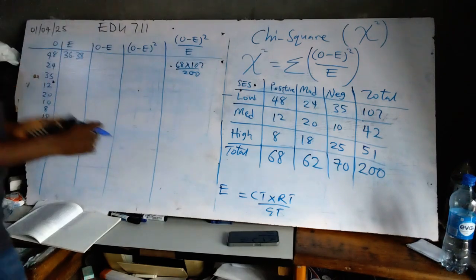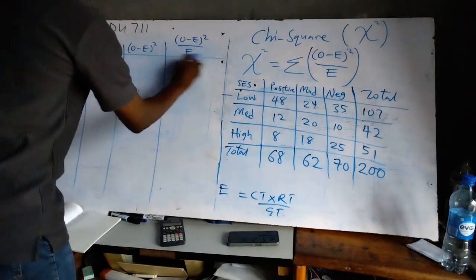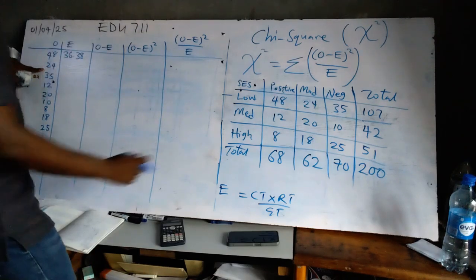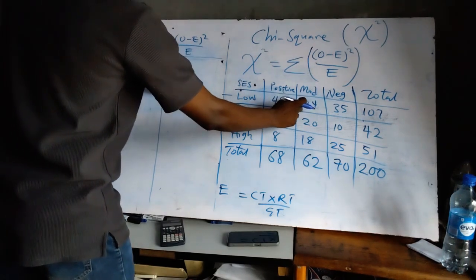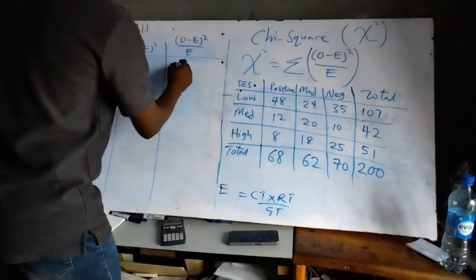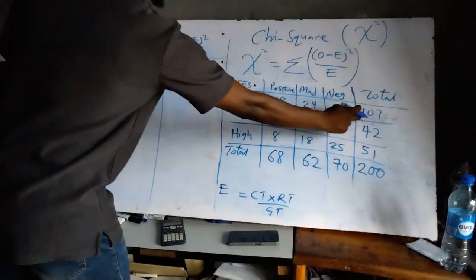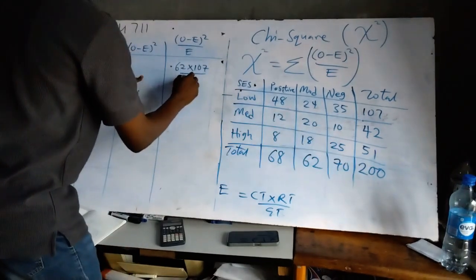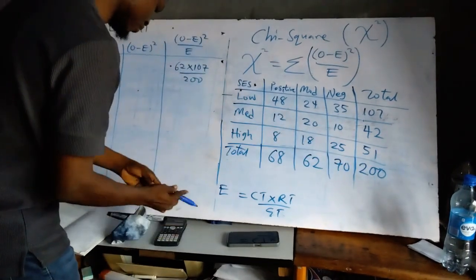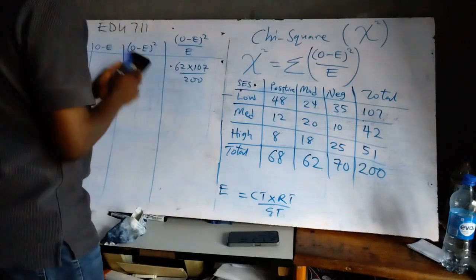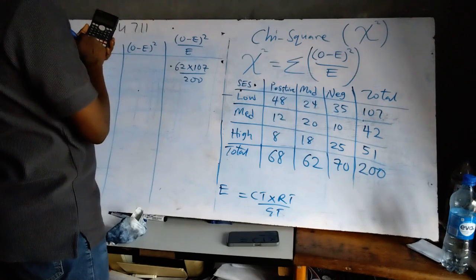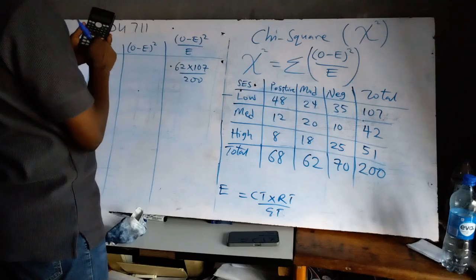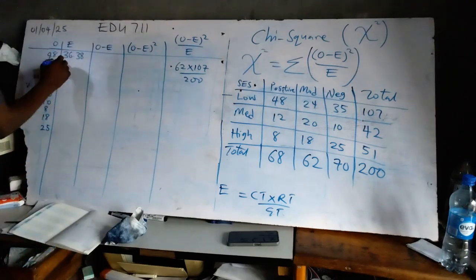So that's our expected here, 36.38. So we do the same thing for the next one, which is 24. The column total is 62. That's 62 times row total 107 divided by 200, grand total. So what will that give us? 62 times 107 equals this, divided by 200. That is 33.17.